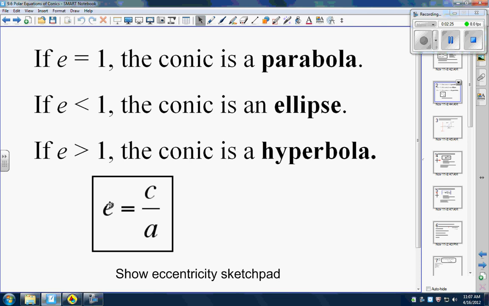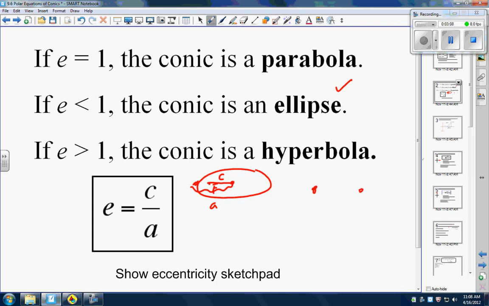We define eccentricity as C divided by A. C is always the distance to the focus, and A is always the distance to your vertex. One way you can think about it is with this simple equation here. If you have an ellipse, your foci are inside your vertex. So this distance here is C, and this distance all the way out here is A. That means C is smaller than A, which means you have a fraction, which means you make an ellipse.